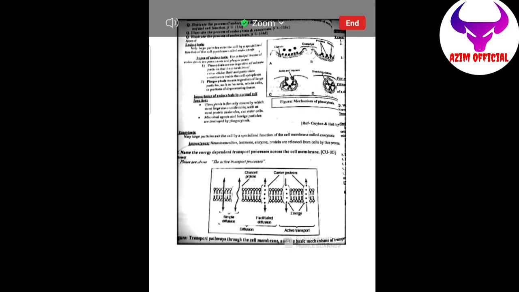What is the membrane transport? Who can say what is the membrane transport system? Sir, membrane transport is the process through which substances travel.